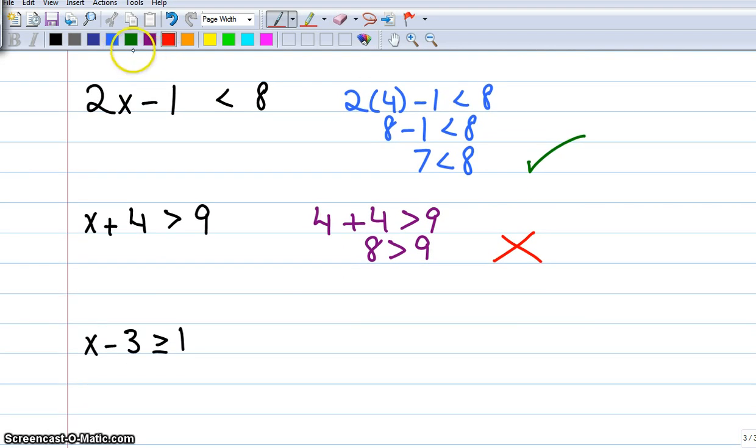Last one. So I'm going to plug in 4 for x, so I have 4 minus 3 is greater than or equal to 1. 4 minus 3 gives me 1. Is 1 greater than or equal to 1? Well, it's equal to, so yes, 1 is a solution. I'm sorry, so 4 is a solution.